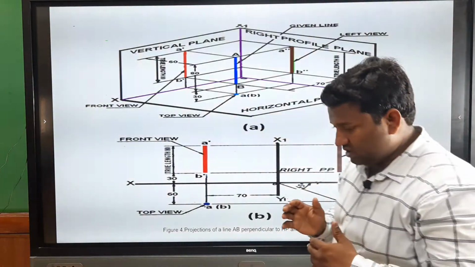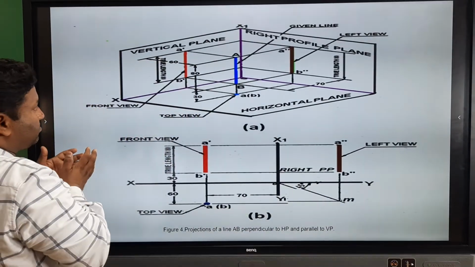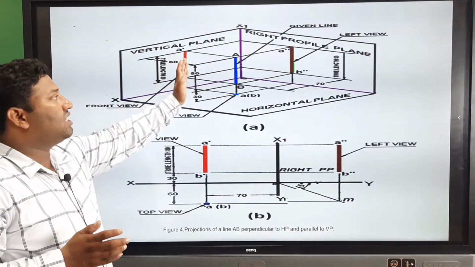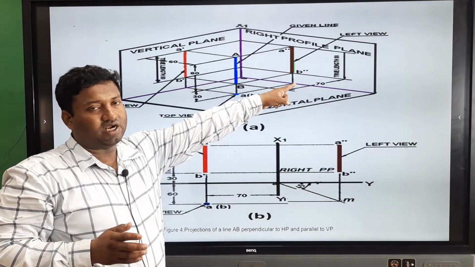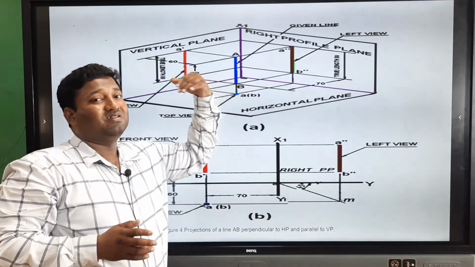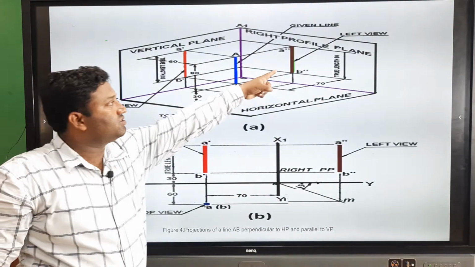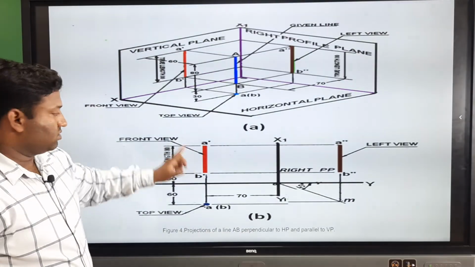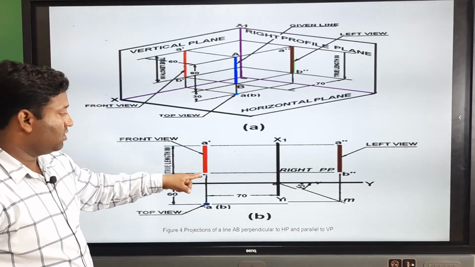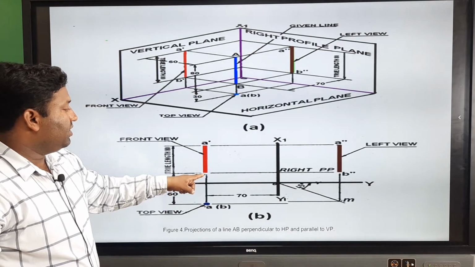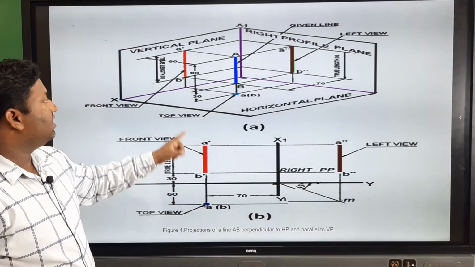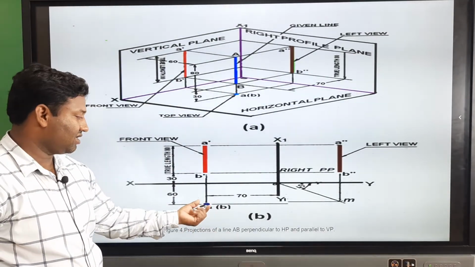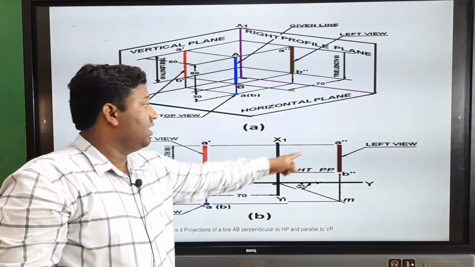When we view from the side, if we are viewing from this side, the line which is parallel to VP gives exactly the true length on the HP, in the side view, that is A double complement, B double complement. This is the side view, represented with the brown line. End B is 30 mm above the HP, and the length of the line is 80 mm. When we view from the top, A and B appear like a dot, and in the side view we get A double complement, B double complement.